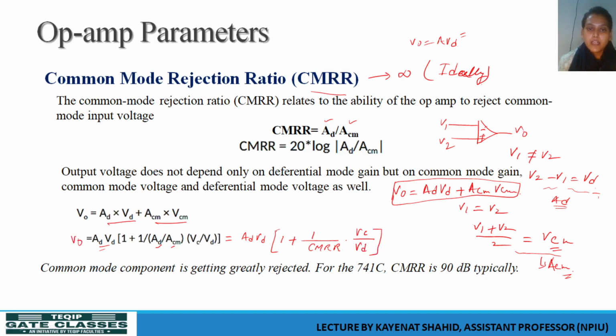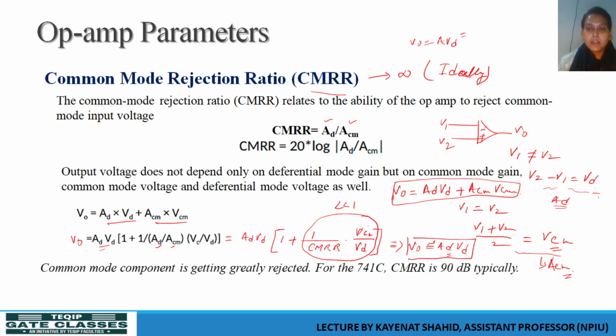Now you can see that the output voltage has this component, where if the CMRR value is high, that means this value will be much smaller than 1. Hence we can imply that VO will be approximately equal to AdVd. So what we are saying is that in spite of the presence of this common voltage, Vc or Vcm, the output is actually very close to this value AdVd.